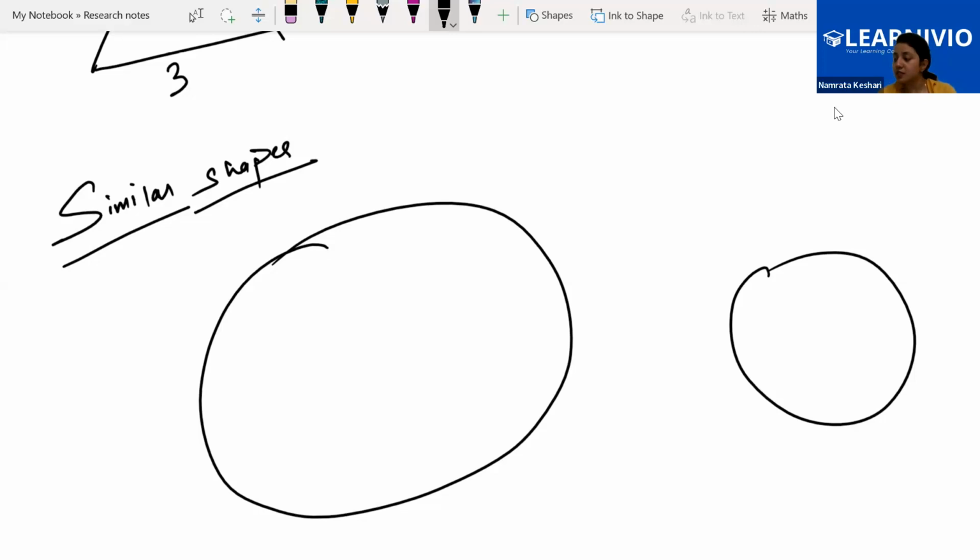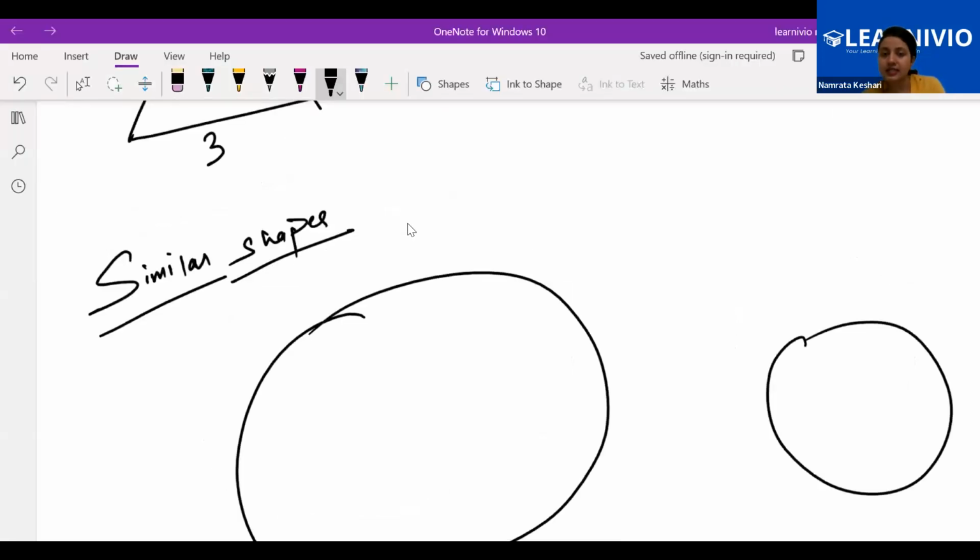But for the congruency, we used to check whether both are covering each other completely or not. The way one of my palms is completely covering the other palm, these two are congruent with each other. Why? Because you can see it is covering each other completely. It is exactly the same shape and size. That's called congruent figure. And similar shape means, we can see on the screen, one circle is bigger, one is smaller, still we are calling them similar shapes. So this is the difference between congruency and similarity.